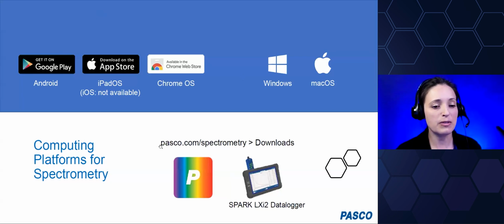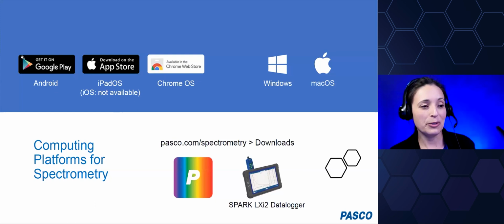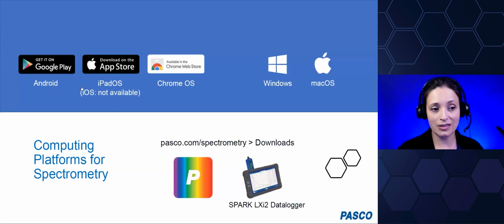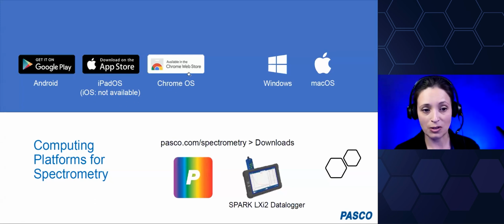Now, the spectrometry app, that's the software that you need to run the spectrometers. It's free. How do you get it? If you're using an Android tablet, you go to your Google Play Store and download it for free. If you're using iPads, you go to your Apple App Store and grab that app. And Chrome OS, Chromebooks, go to the Chrome Web Store to get the app there. If you've got a Windows or Mac computer, then you'll want to go to pasco.com/spectrometry, and I'm going to drag that window over.